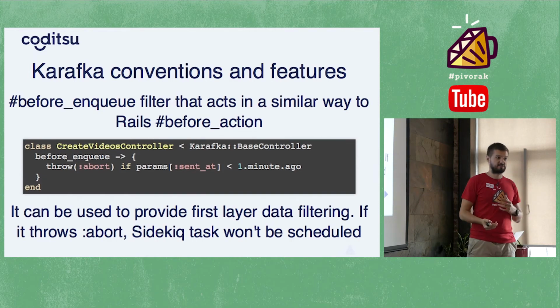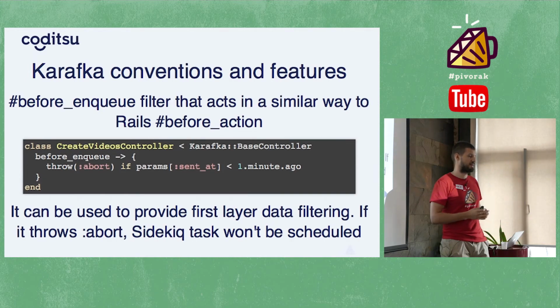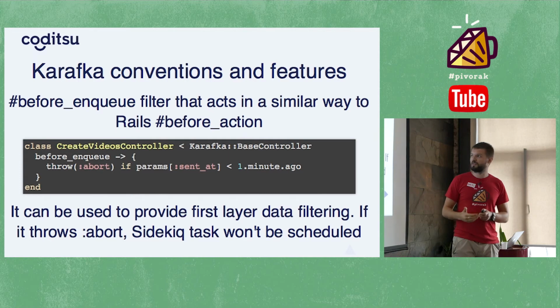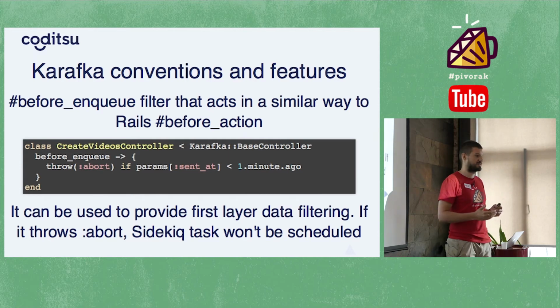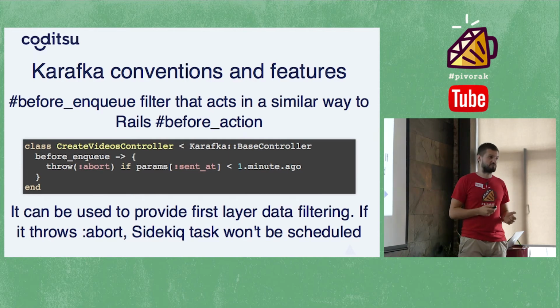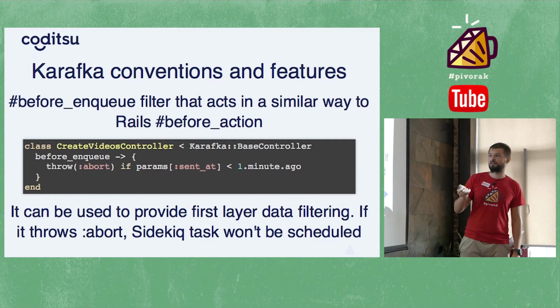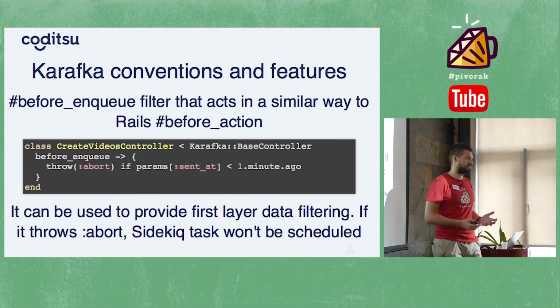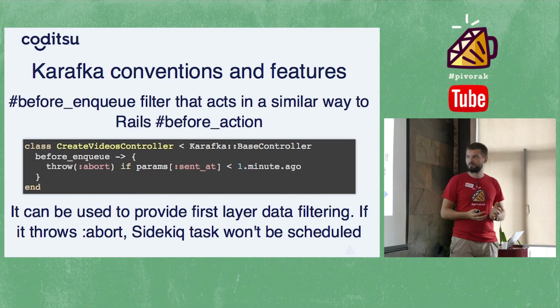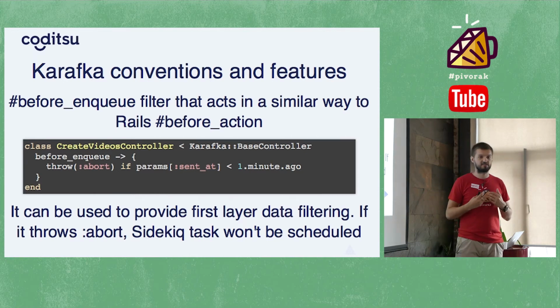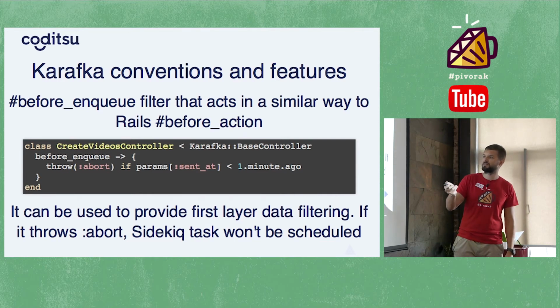You can do some pre-processing if you decide. For example, if you have a really heavy job, but you're only interested in it if it happened less than 1 minute ago, you can reject all the messages that are older. Because sometimes you can get way more messages than you have processors, so you're not able to eat all of it, but you're only interested in the most recent events. So you can just drop all the older ones.